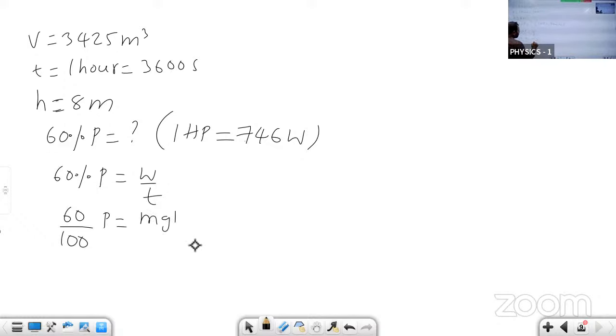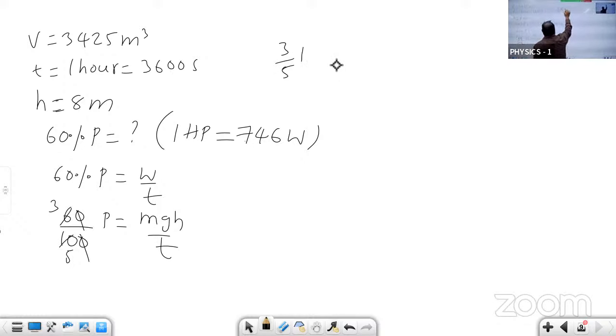W equals mgh. With respect to the configuration, work converts into potential energy. So the zeros cancel, 2 threes, 2 fives, so 3/5 P equals mgh/t. From this formula, we don't know what the m value is, but they gave the volume of water.